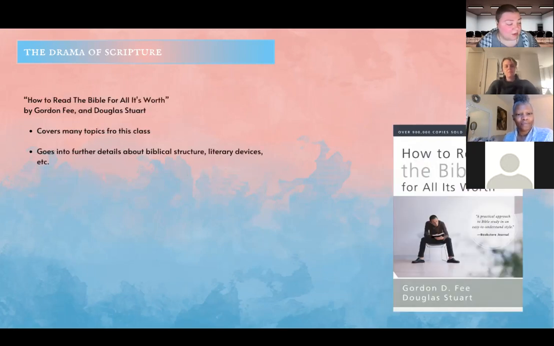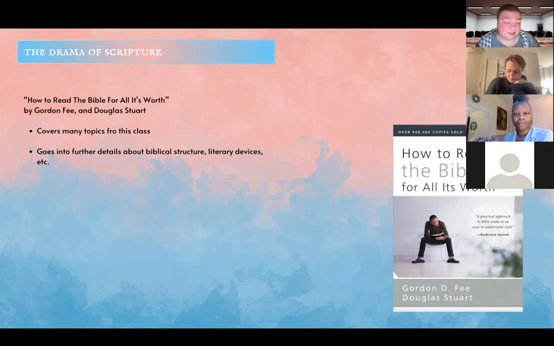The second book we can mention here is called How to Read the Bible for All Its Worth by Gordon Fee. This book covers a lot of what we've done in this class, but goes into further detail on topics like literary analysis. So if you want to follow up and have more depth to what we've been looking at, this is another great book.